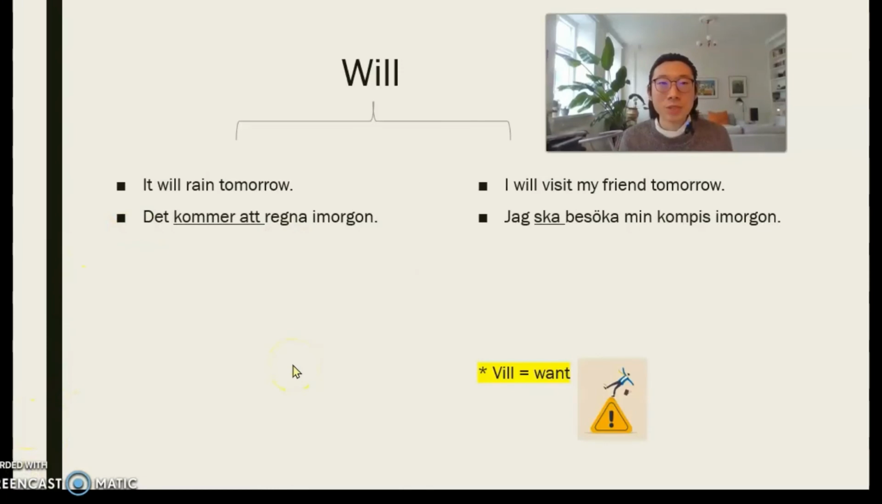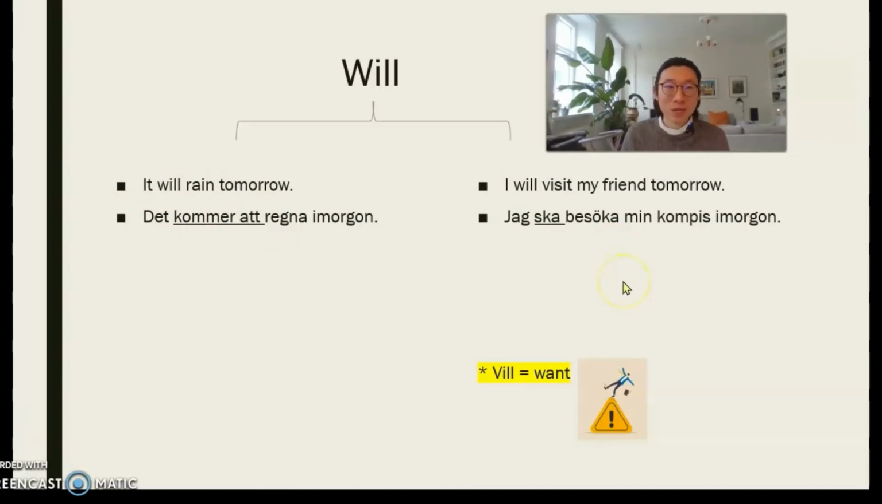But in Swedish, we do have another verb which is very similar to "will," but it is not really "will" in English. That's the verb "vill." I really want to emphasize this because I do think many students make mistakes at the beginner stage. "Vill" in Swedish means "want." It has nothing to do with "will." So "will" in English is "ska" in Swedish or "kommer att" in Swedish.